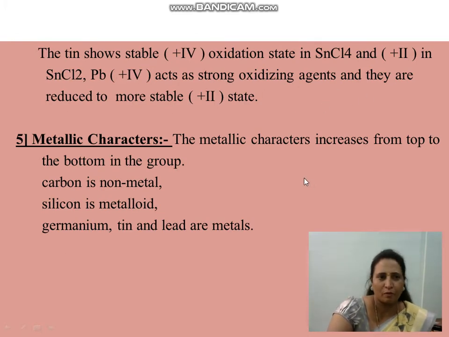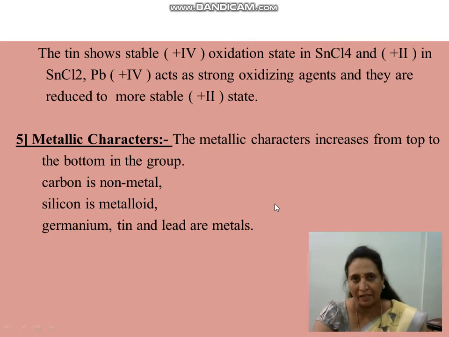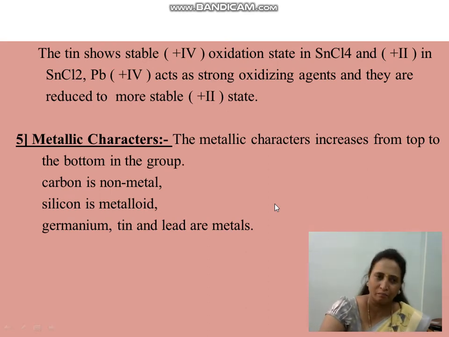Now, next property is metallic character. Metallic character increases from top to bottom in this group. So carbon is acting as a non-metal, silicon is a metalloid, germanium, tin and lead are acting as metals. So metallic character increases from top to bottom. The first member acts as a non-metal, the middle member acts as a metalloid, whereas the last member of this group acts as a metal.